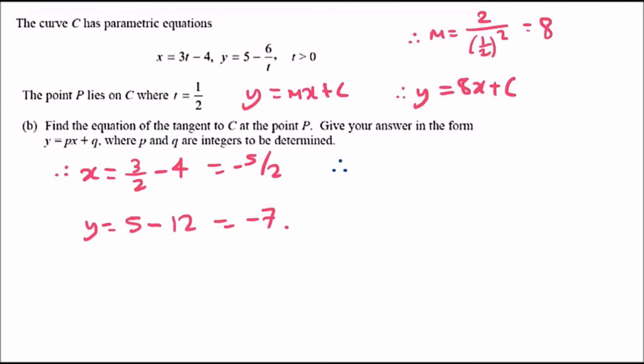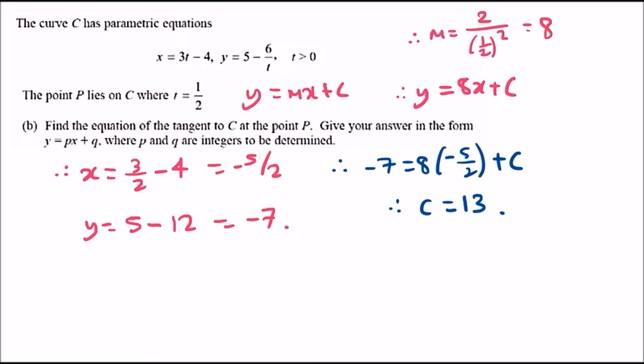Now plugging these into the gradient equation, so I'm just going to change color pen. What do we get? So we should get minus 7 equals 8 times negative 5 over 2 plus c. Hence, putting this in the calculator, making c the subject, you're going to have minus 7 take away all of this term here. So minus 7 minus 8 times minus 5 over 2, you should get 13.